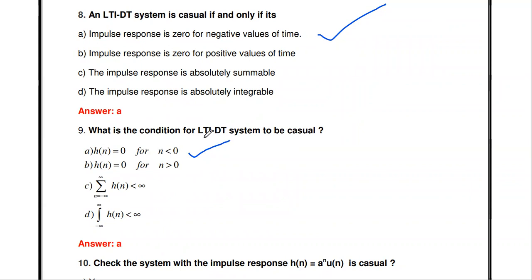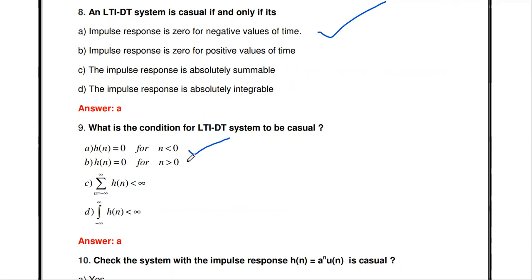Similarly, for an LTI CT system, a continuous time system, what is the condition? h of t equal to 0 for t less than 0. In order to differentiate continuous time and discrete time, the variable n is used for the discrete time, and the small t is used for the continuous time variable. So this is the condition.